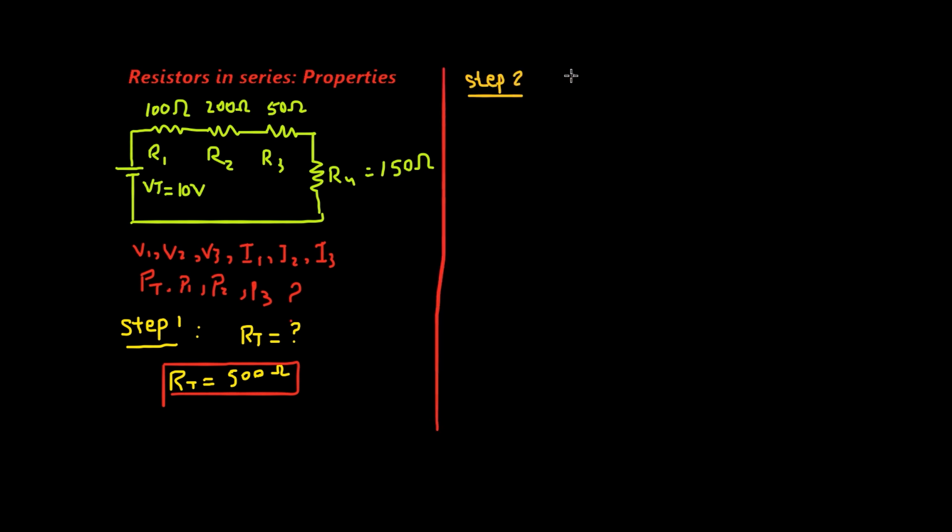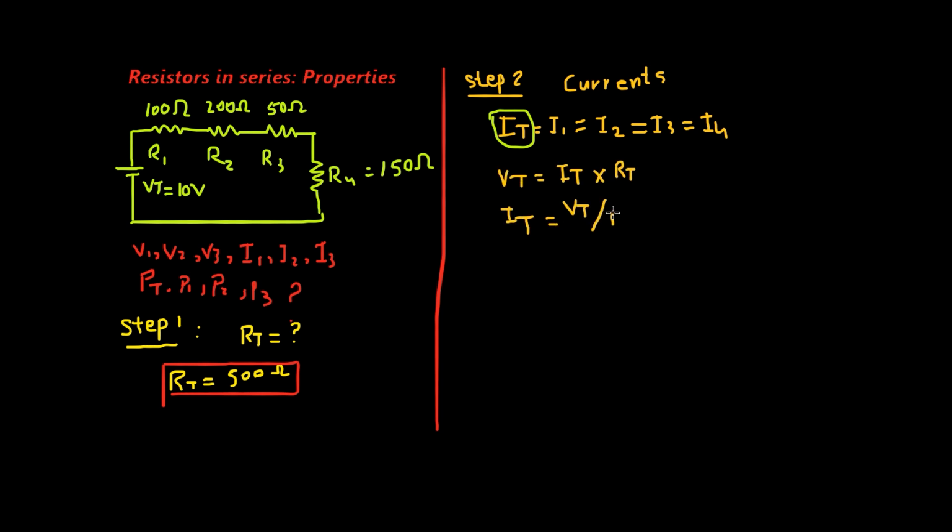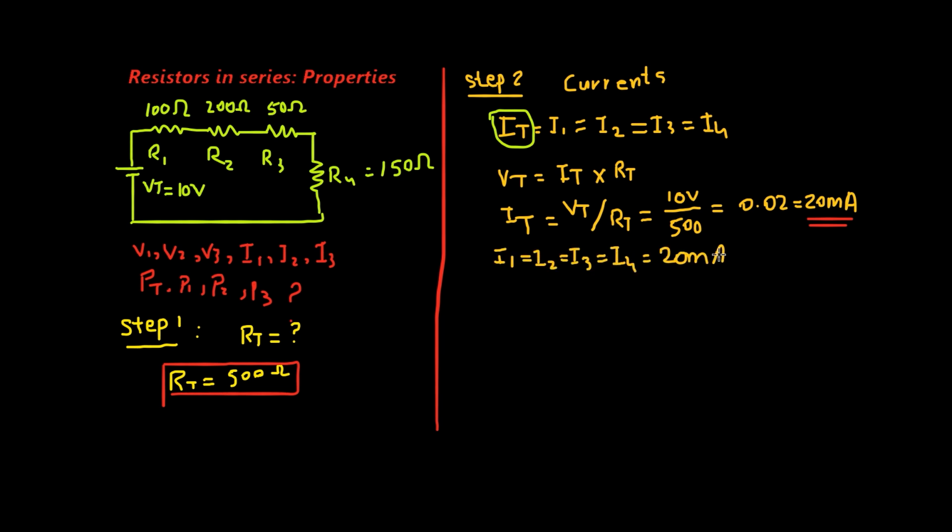As we know that current remains same through all series elements, so if we find the current of any element, it will be same for all other elements. As we have RT and VT values, so it is easier to find total current IT. Using Ohm's law, IT will be equal to VT over RT. Putting all the values, we will get IT equals to 0.02 ampere or 20 milliamperes. So I1, I2, I3, and I4 will be equal to 20 milliamperes.